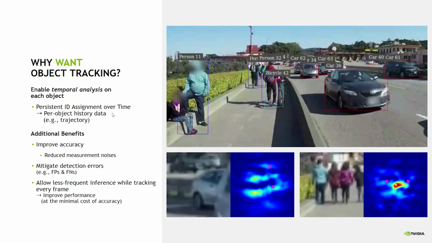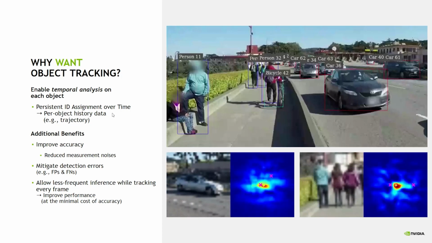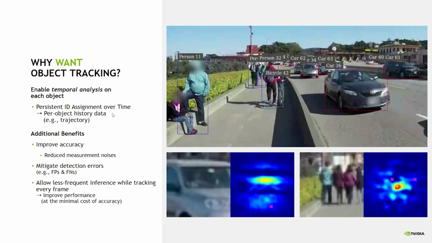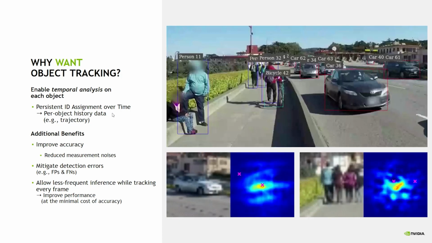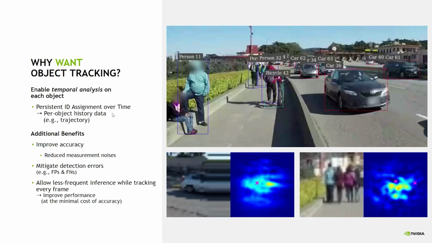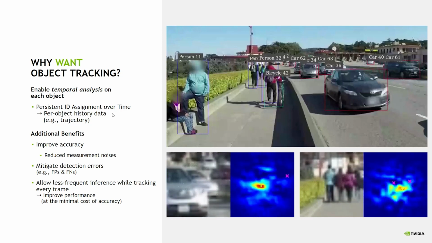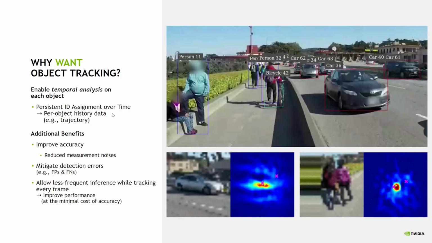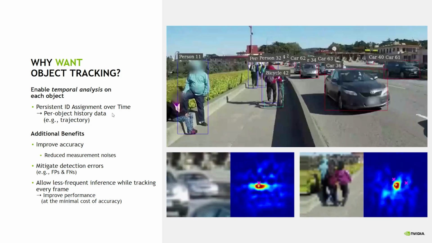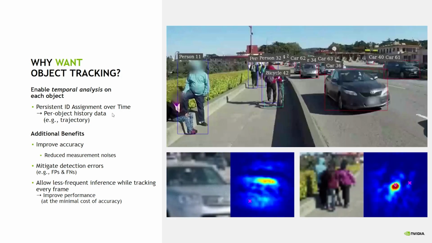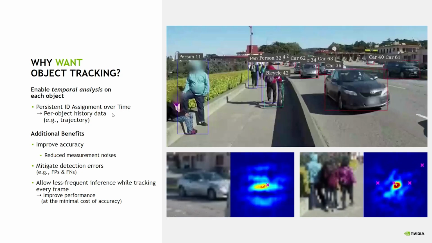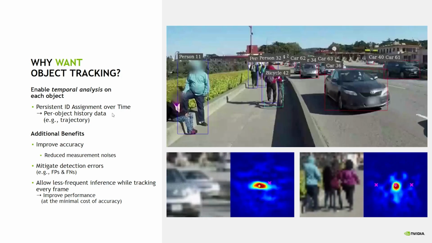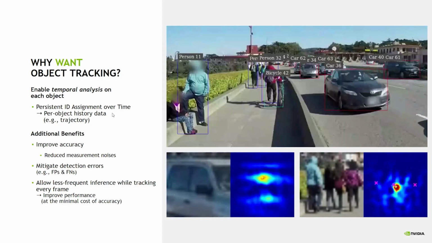The third benefit is related to the performance. In case an object tracker is equipped with a visual tracking capability, just like in NvDCF, it allows least frequent inference. In other words, skipping frames for inference, while the object is still tracked every frame. This improves the performance at the minimal cost of accuracy. So essentially, this can improve the trade-off between accuracy and performance.